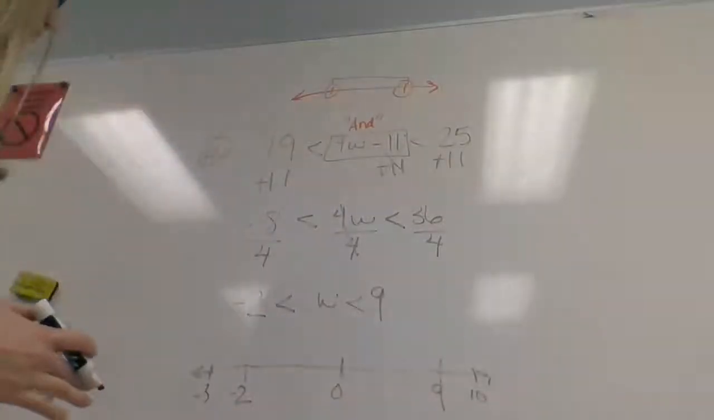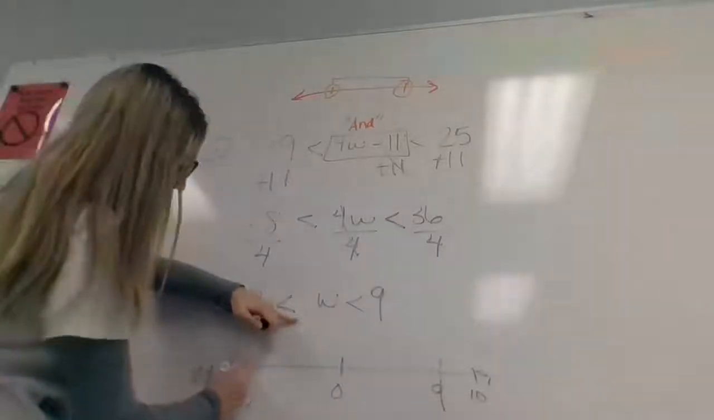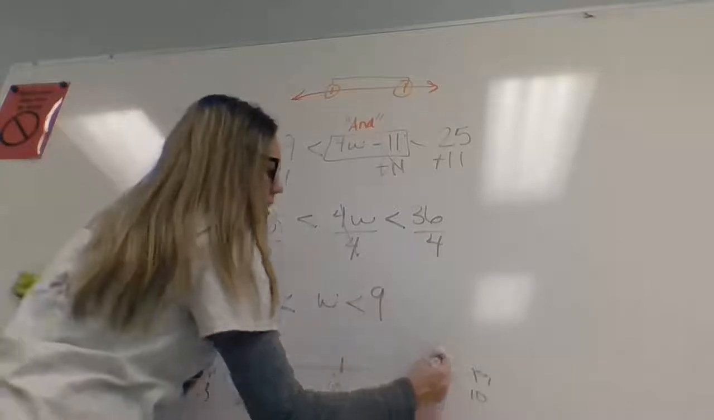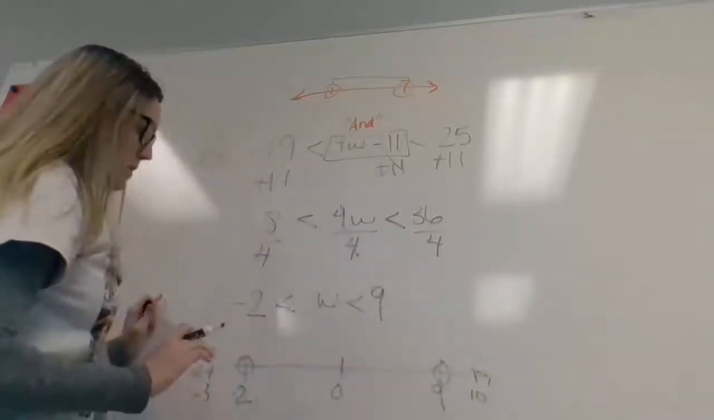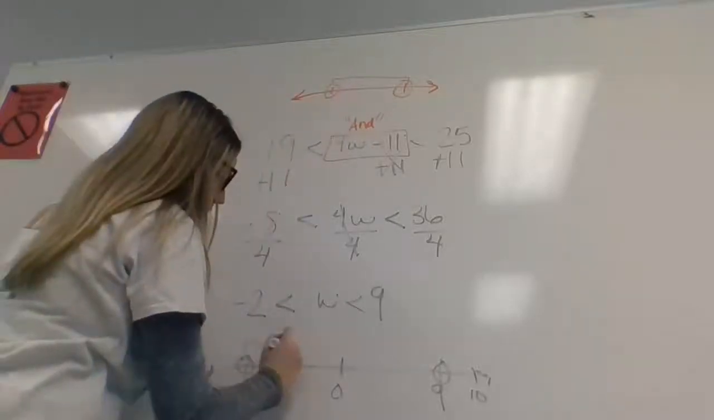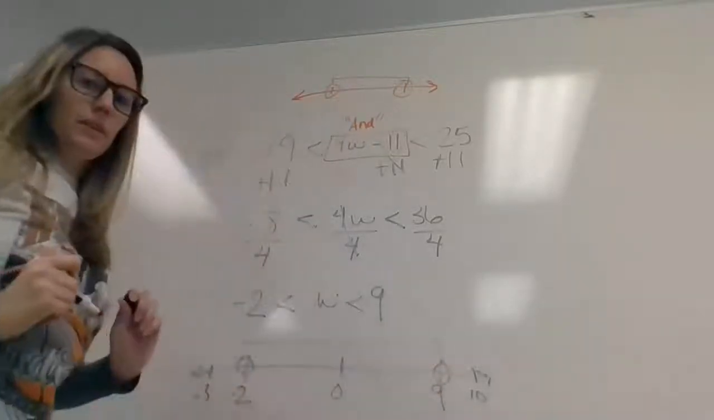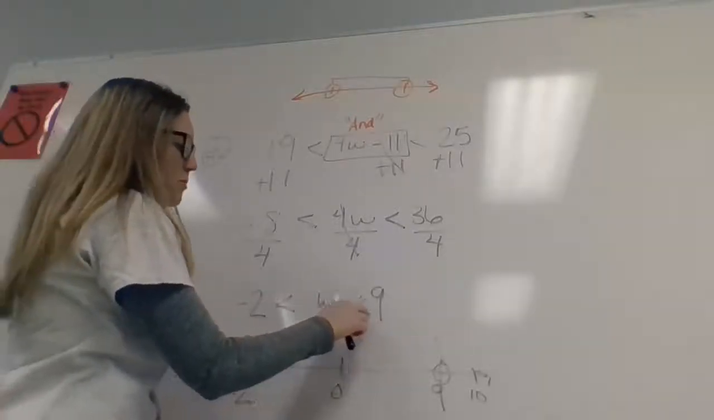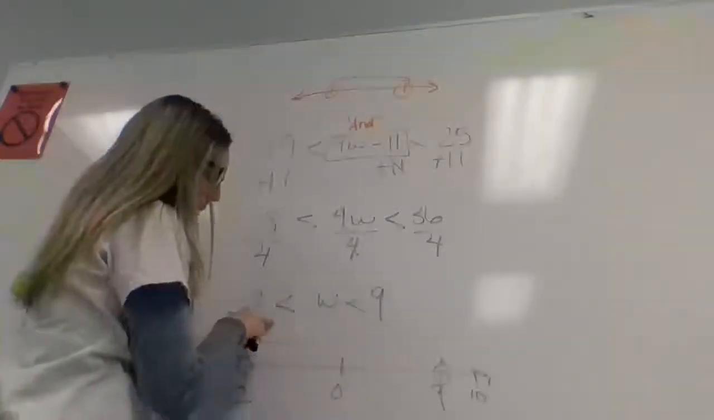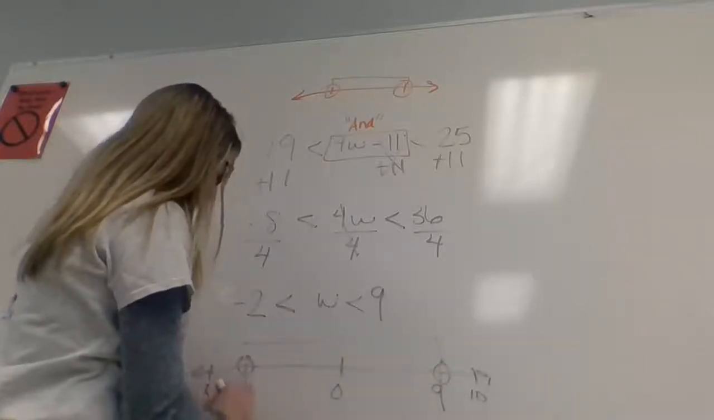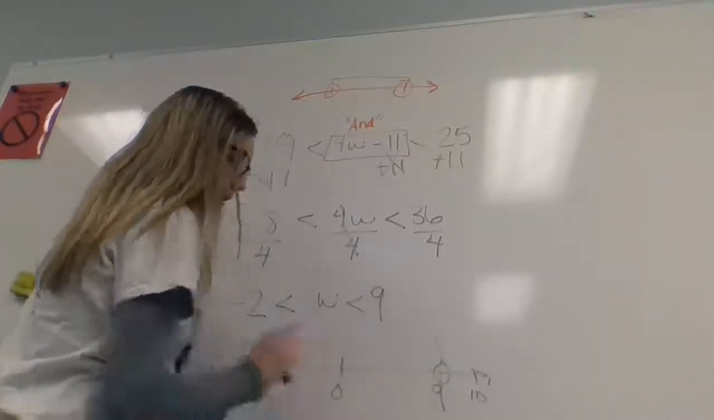So I need an open dot on this one because there's no equal sign. I also need an open dot here because there's no equal sign. And because I know it's an "and" statement, I need to close it off like this. Because this is saying W is both less than 9 and greater than negative 2. So in this range, it covers any number greater than negative 2 and less than 9.